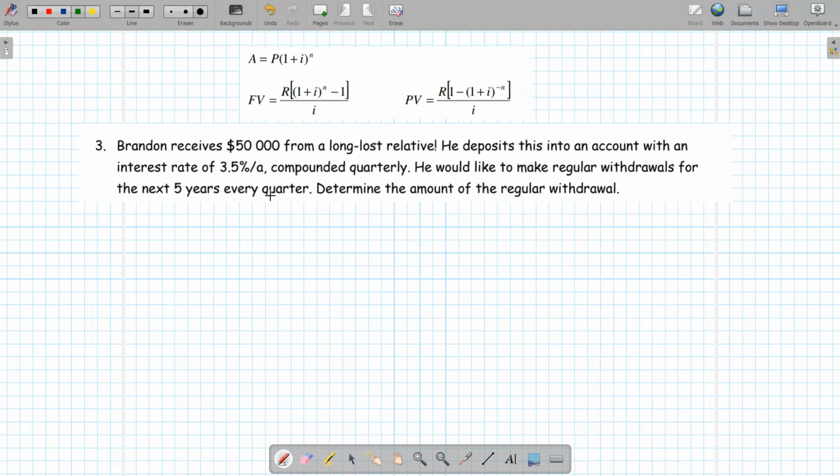Anyways, let's look at this. Brandon hit the jackpot. He receives $50,000 from a long lost relative. Then he's going to deposit this into an account. Okay, what do we know here? Is this PV or FV? Or is this a component? It could be anything.